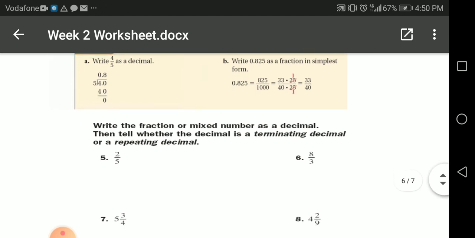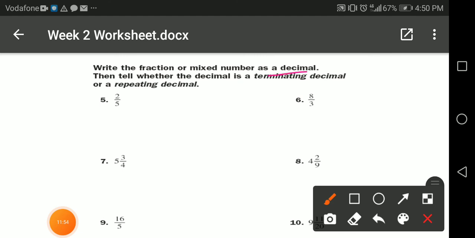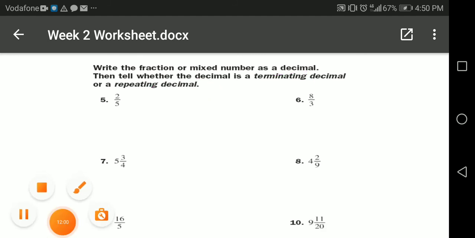Okay, let's solve some problems from your practice book, guys, to make sure that we understood. I have here: write the fraction or mixed number as a decimal. Then tell whether the decimal is a terminating decimal or a repeating decimal. Let's see together what's terminating and what's repeating.